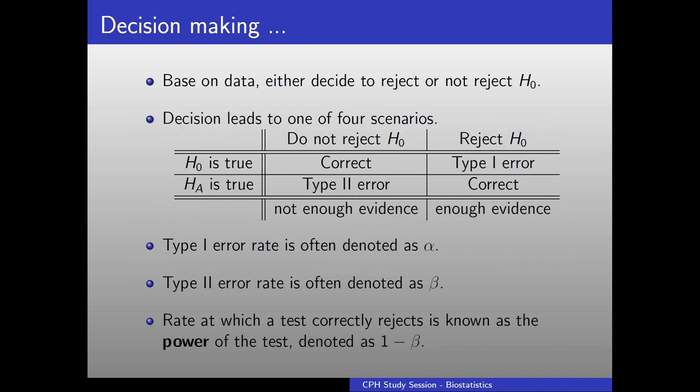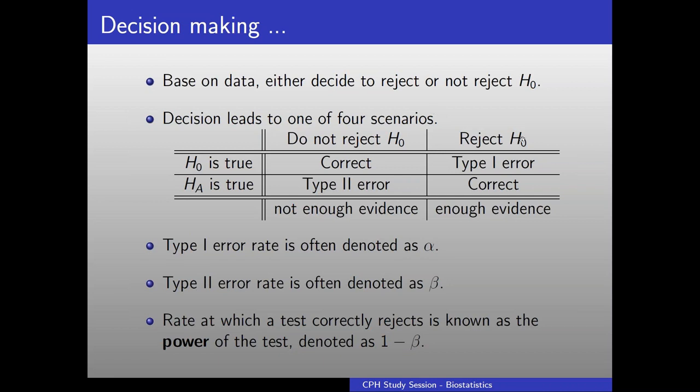When you make a decision as to rejecting the null hypothesis or not rejecting the null hypothesis, one of four things will occur. The true state of nature is either the null hypothesis or the alternative hypothesis. That's on this left-hand column here. We don't know which is true, but one of those has to be true. Based on what we see from the data, we're either going to reject or not reject.